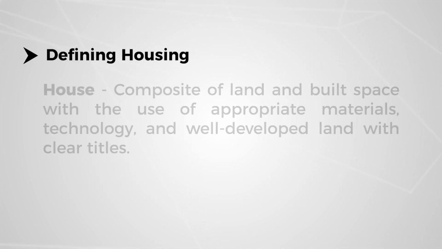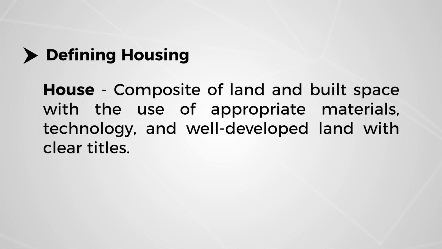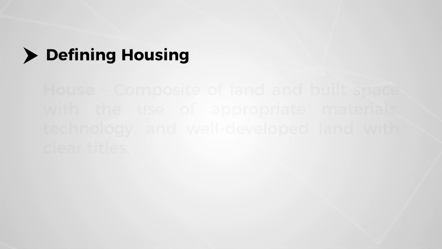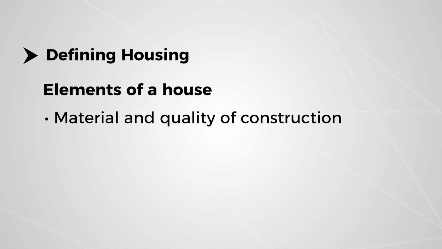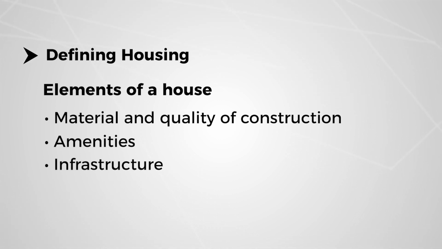In developed countries, a house is a composite of land and built space with the use of appropriate materials, technology and well developed land with clear titles. Apart from the material and quality of construction, the amenities and infrastructure including water supply, toilet, electricity, sanitation, ventilation, number of rooms in proportion to number of members, etc. are added significant elements of housing.